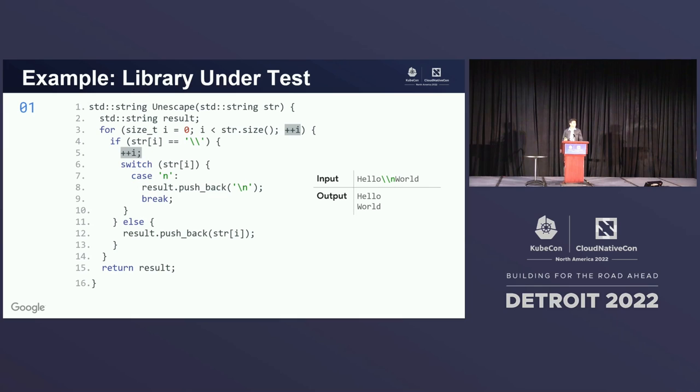First, before writing a fuzzer, we need a library to test. Up here, I threw together a very neat implementation of a C++ function. This function unescapes newline characters in the input string. It works generally well for the majority of inputs, but there are a few problems with it.